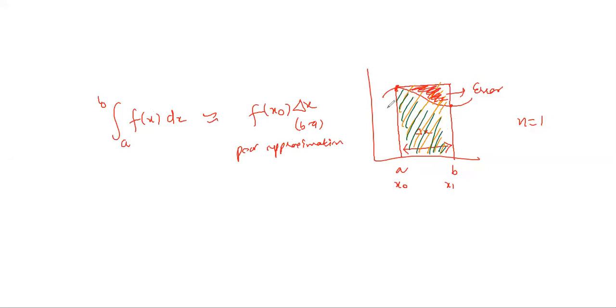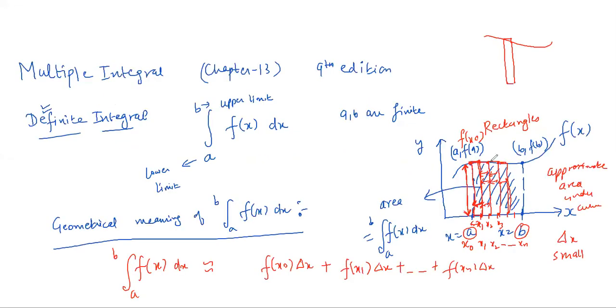Similarly, now I take two rectangles, which means I make delta x half, and I take one more point: x0, x1, x2. In that case, my approximation will be better. This is just an intuitive way to understand. You start doing this. The smaller the length of delta x, the better your approximation. As you can see from here, there will be very, very small extra areas, and these extra areas are just going to be the errors. So the smaller the delta x, the better the approximation.